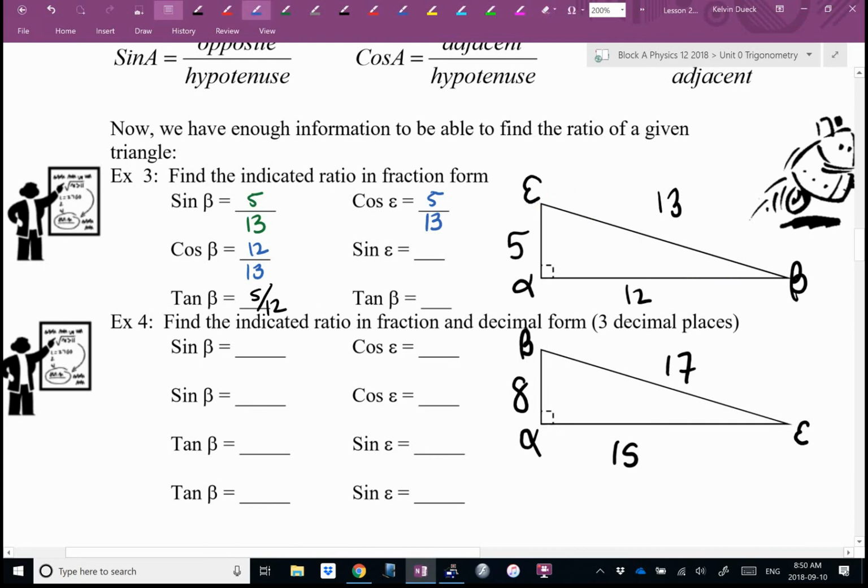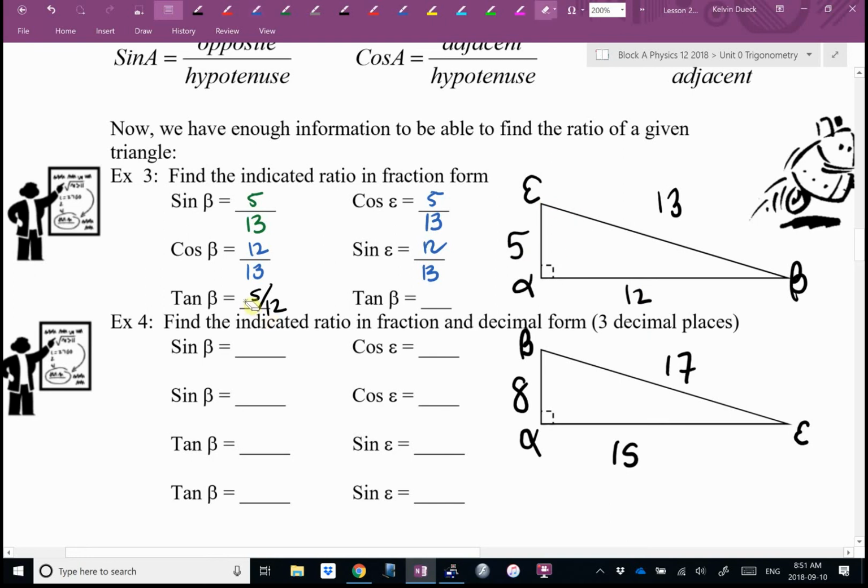The sine of epsilon is going to be opposite over hypotenuse. Hypotenuse is 13. What's the opposite side to epsilon? 12. And the tangent is going to be opposite over adjacent. I think 12 over 5.